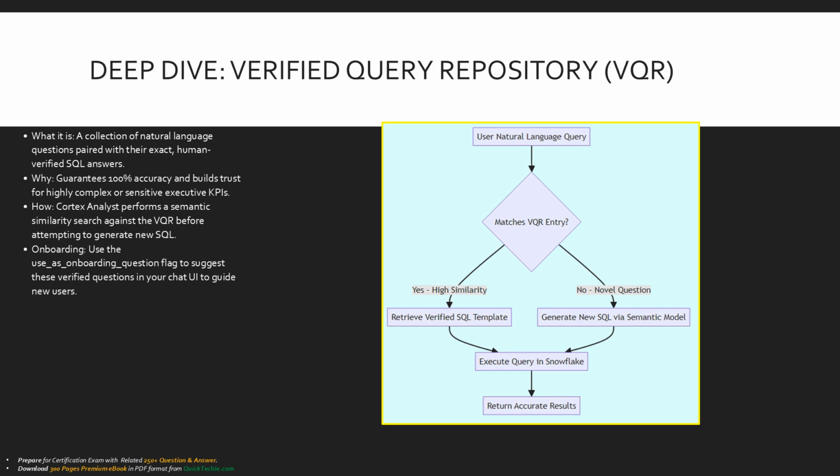No matter how smart an LLM is, some executive-level KPIs are so critical that they require absolute, undeniable precision. To handle this, the semantic model includes the Verified Query Repository, or VQR. The VQR is a curated list of plain English questions paired with the exact, human-approved SQL required to answer them. When a user asks a question, Cortex Analyst first checks the VQR using semantic similarity. If the user's question closely matches an entry, the AI skips generating SQL from scratch and instead leverages your verified SQL template. This builds immense trust with your stakeholders.